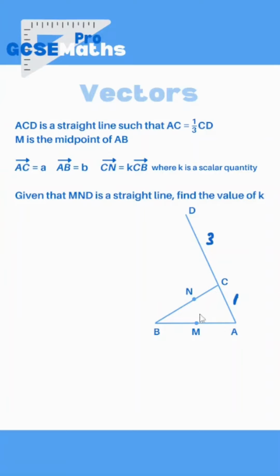M is the midpoint of AB, that's fine. And then we've been given all these vectors, which I'm going to draw on. AC is A, so let's move that over there. AB is B. The vector CN is equal to K CB, where K is a scalar quantity. So basically just a smaller version of the whole CB, isn't it? Given that MND is a straight line, find the value of K.